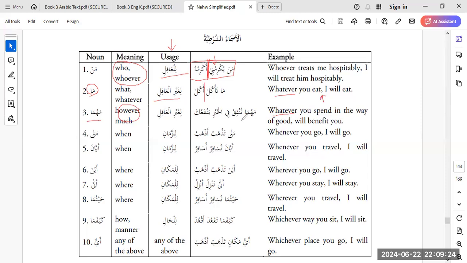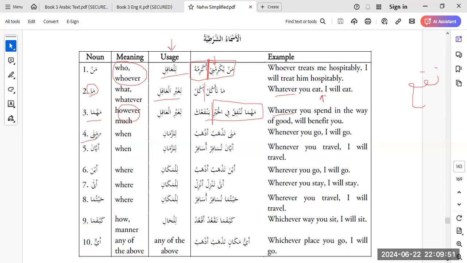مهما تنفق في الخير ينفعك. شرط and جواب شرط. Whatever نفقة, it's أنفق ينفق, right? أنفق means to spend. Whatever you spend in the way of good, ينفعك. Nafa, it's nafa, right? Nafa means to benefit, right? Will benefit you. Mata.